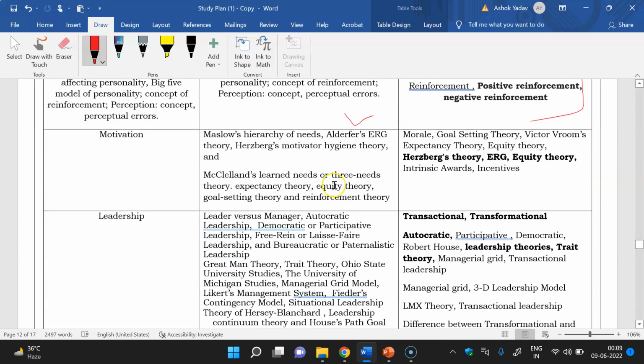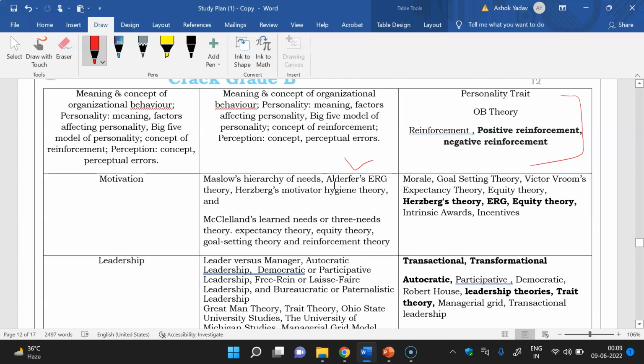These topics you have to cover. You can refer to any standard book or any website. You can easily find various books on Google. Motivation is very important. You can see questions from motivation.